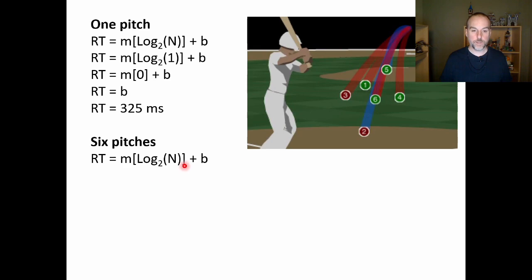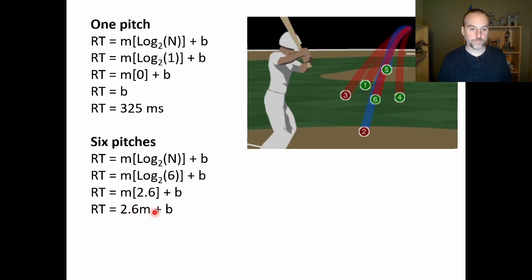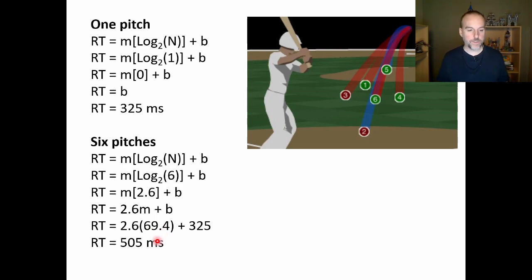Okay, what about 6 pitches? We're going to redo this equation, but now we need to put in 6. That's kind of a weird log to solve, so I've asked a calculator to solve this logarithm. We know log base 2 of 4 would be 2, and log base 2 of 8 would be 3, so it's got to be between 2 and 3, and my calculator said it was about 2.6. So reaction time is 2.6 times m plus b. We're going to use m and b from that previous study. So b was 325, the slope was 69.4. Calculating our answer, we get a reaction time of 505 milliseconds.